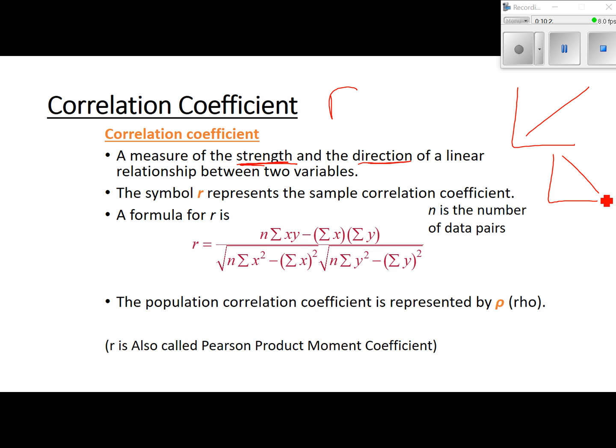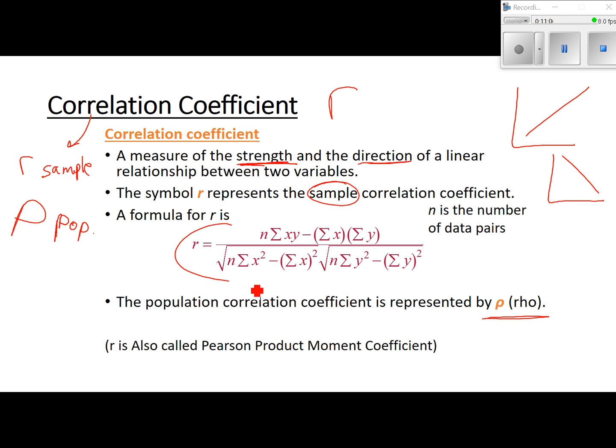R represents a sample, so R is the correlation coefficient for the sample, and then this symbol is rho, and that's for a population. So R is for a sample, rho is for population. Just like X bar and mu, X bar was for a sample, mu was for the population, same idea here.